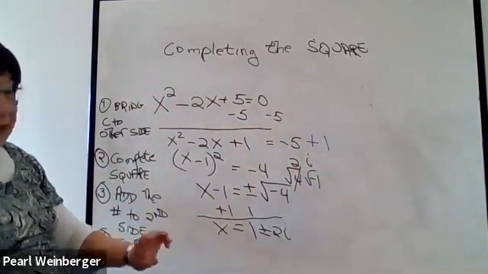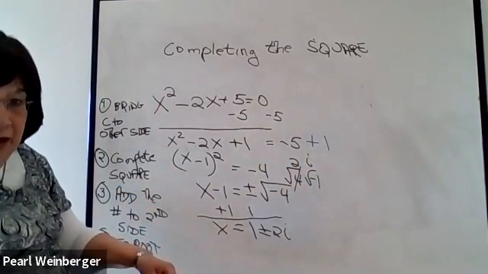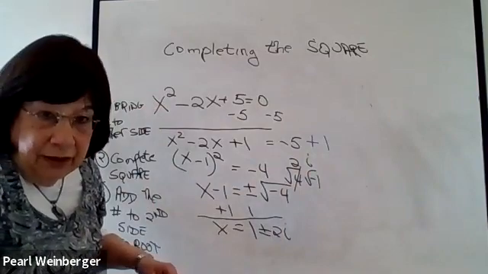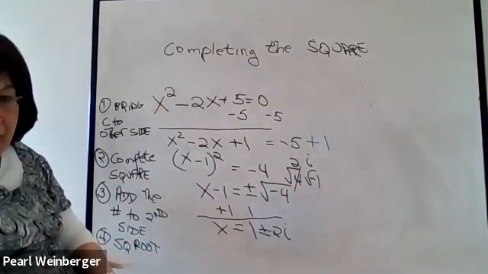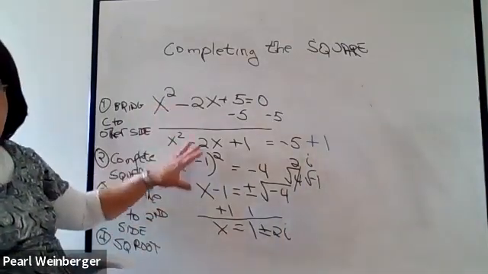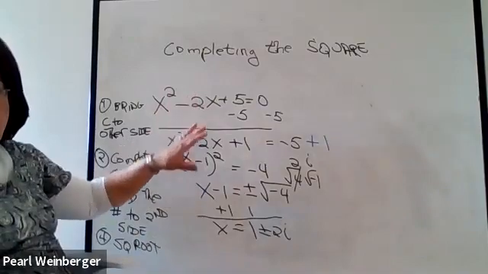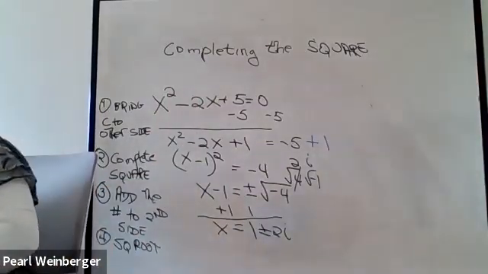I want to do at least 2 more like this before I give you one to try. Can I erase this? Okay, let's try another example.